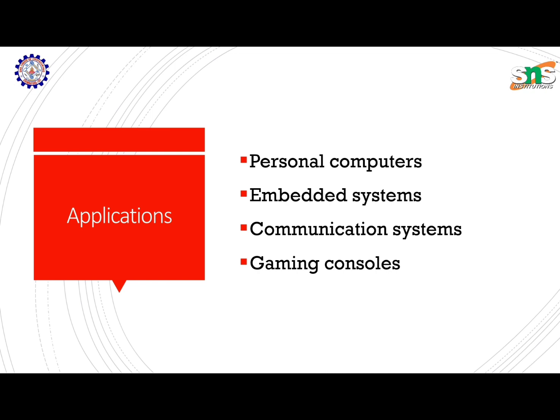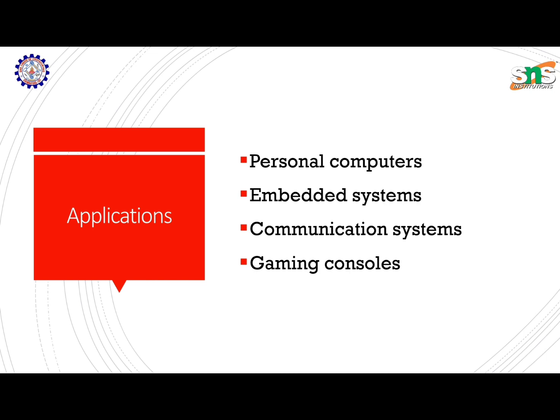Applications. Personal computers. Microprocessors are the heart of personal computers. They control the operations of the computer and manage the execution of software programs. Embedded systems. Microprocessors are used in a variety of embedded systems such as automotive electronics, consumer electronics, medical devices, and industrial control systems. They perform specific functions such as monitoring and controlling sensors, actuating motors and actuators, and performing signal processing tasks. Communication systems. Microprocessors are used in communication systems such as modems, routers, switches, and wireless access points. They manage the flow of data between devices and networks.